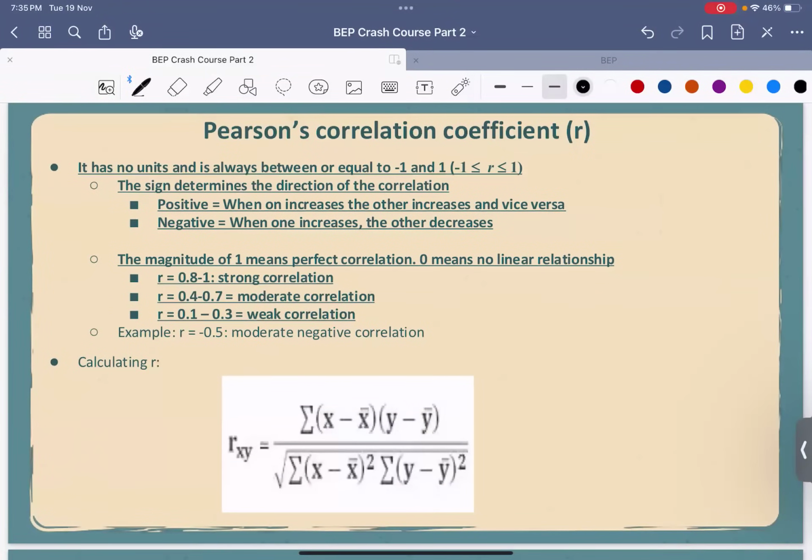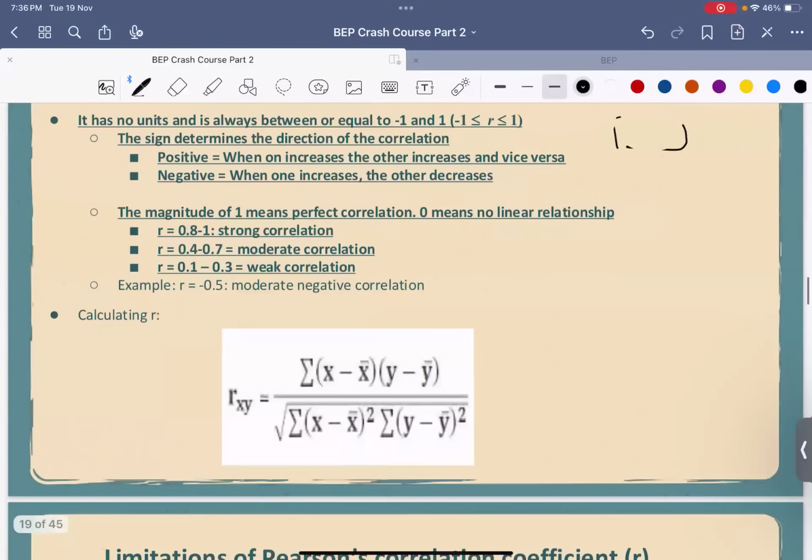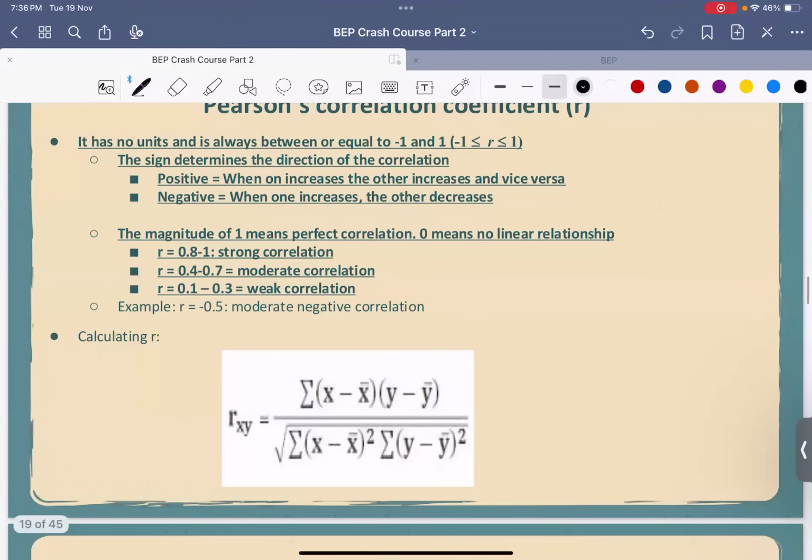So the sign, positive or negative, determines the direction of the correlation. So obviously negative correlation means when one increases, the other decreases. Positive correlation means when one increases, the other increases, and vice versa, which means when one decreases, the other also decreases, okay? The magnitude, or the strength, is determined by the number itself, okay?